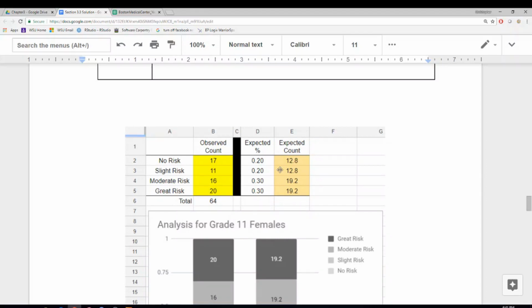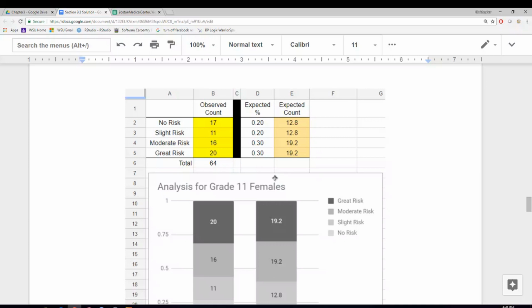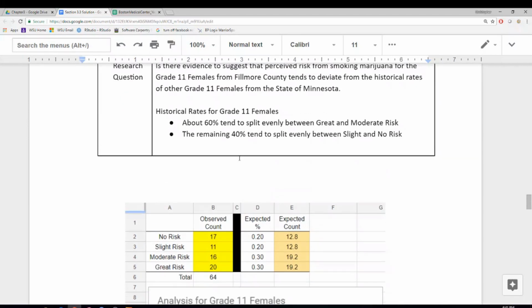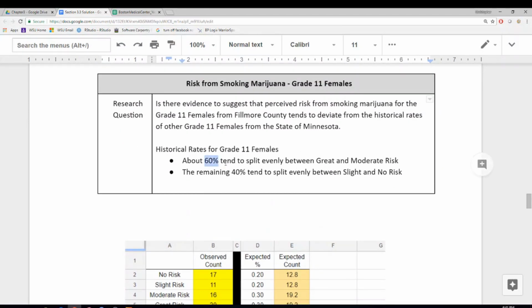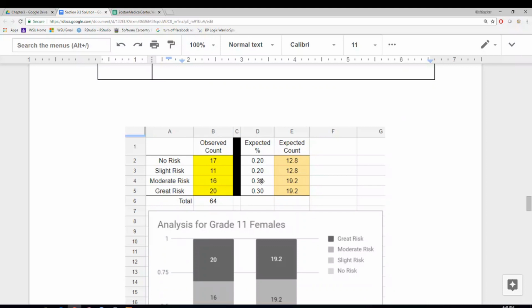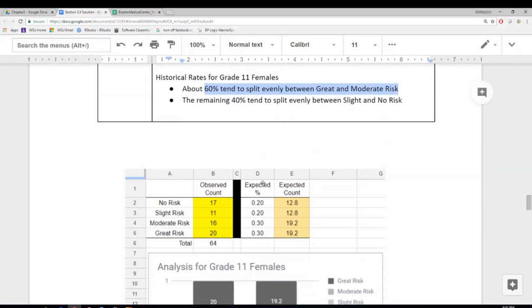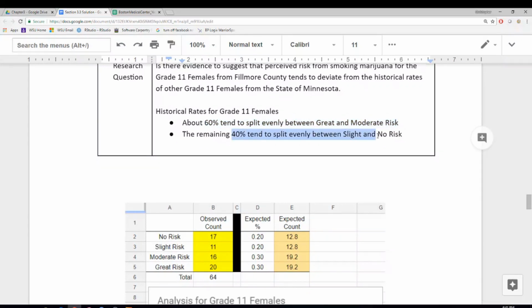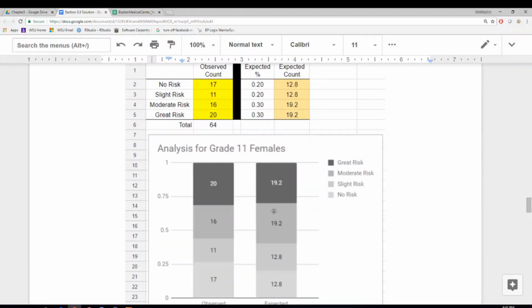So the expected percentages, how are those computed? Well, up above, the historical rates said that 60% tend to split evenly between great and moderate risk. So if I take that 60% and split it evenly there, I'm going to end up with 30% in each one of those groups. Likewise, if I take the 40% for the slight and no risk groups, split those evenly, I'm going to end up with 20% in each of those categories.